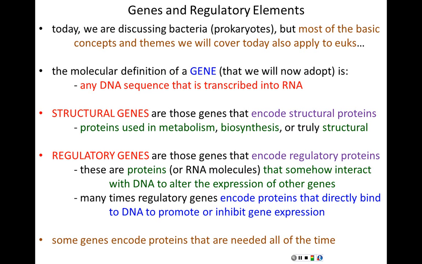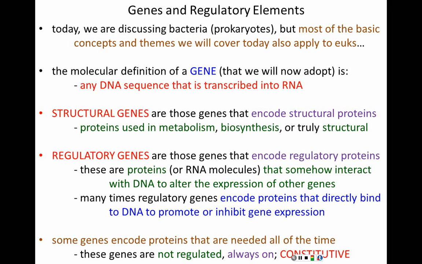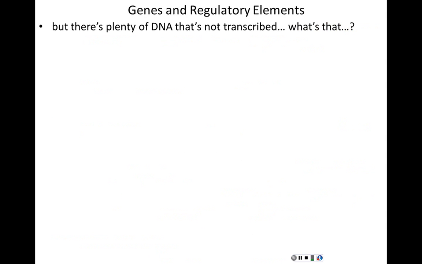Some genes encode proteins that are unregulated, because these are proteins that are needed by the cell all of the time. There are proteins that cells always require, and we call these genes constitutive. Unregulated genes that are always on are constitutive genes.